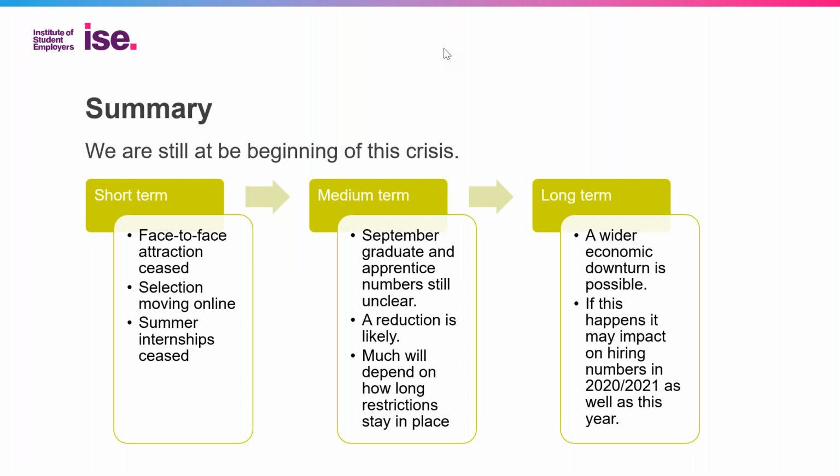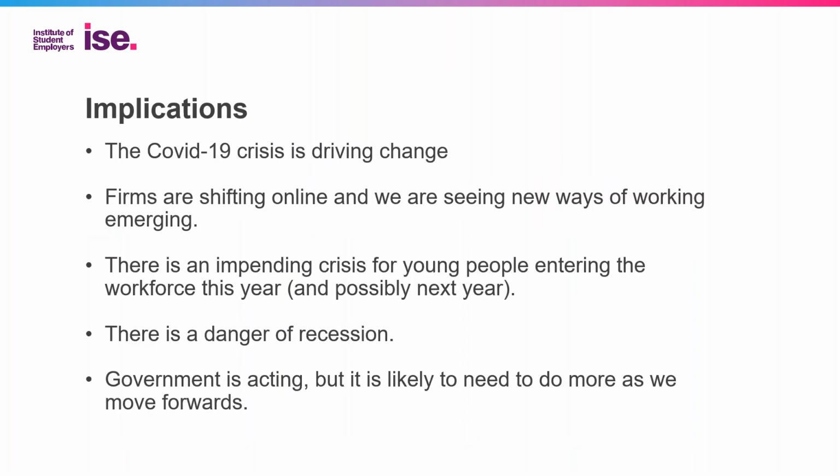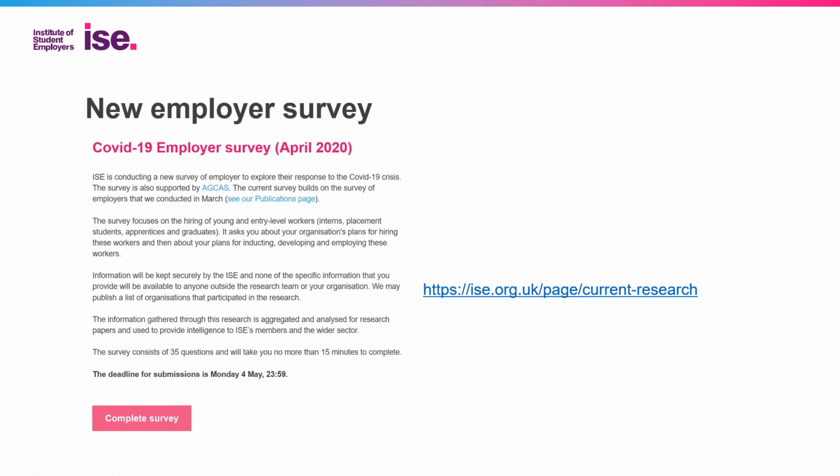So the implications, I think, is that COVID-19 is driving change. Firms are shifting online, and we're seeing new ways of recruitment emerging. There's quite an impending crisis for young people entering the workforce this year and possibly next year. There's a very big danger of recession, and the government is acting, but it's likely to need to do more as we move forwards. So getting to the end now, I will flag that we have a new employer survey out.